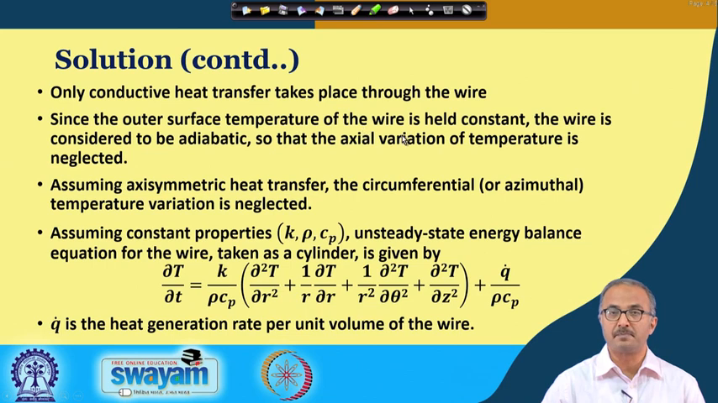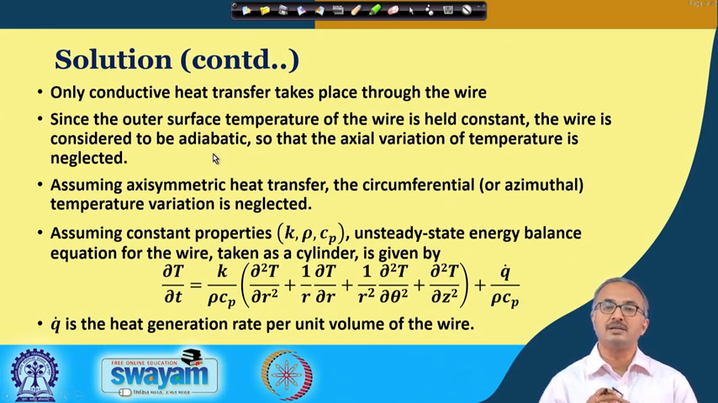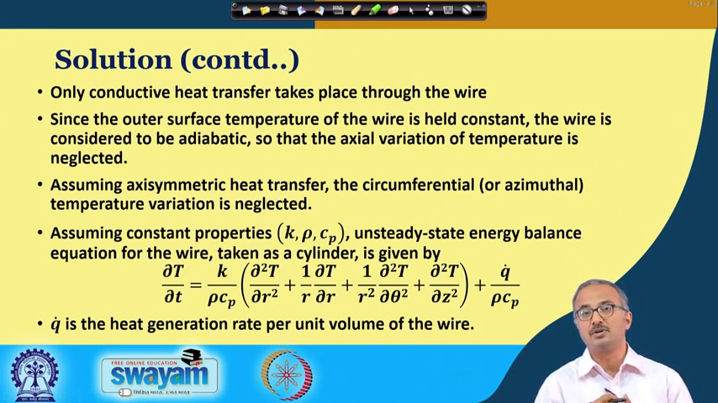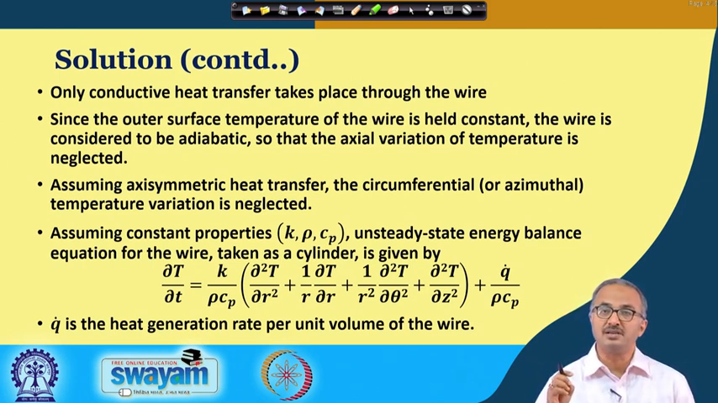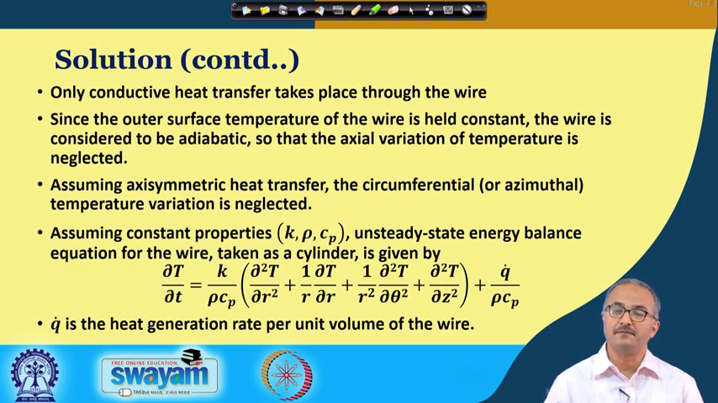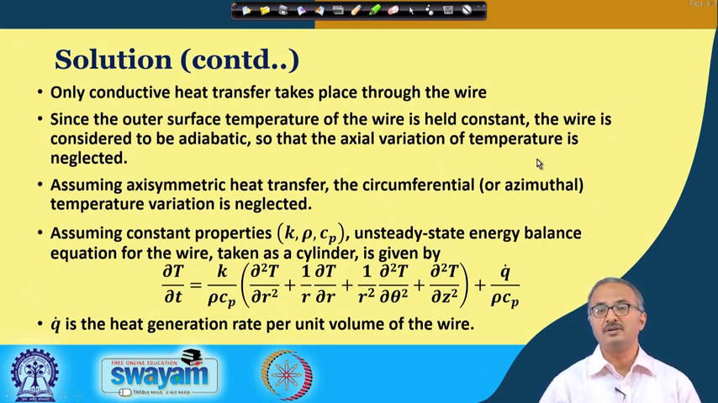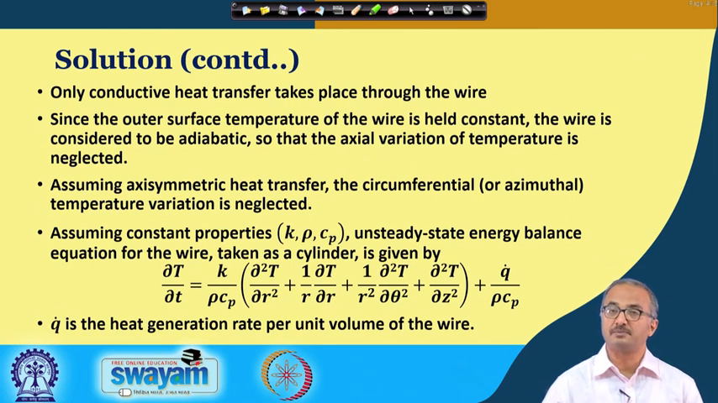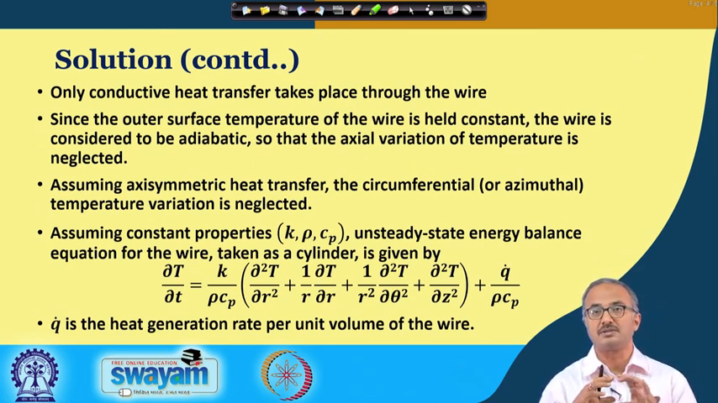Since the outer surface temperature of the wire is held constant, the wire is considered to be adiabatic, in the sense that we are assuming that there is no heat dissipation or heat accumulation from the ambient. Only whatever temperature is held, only that is the temperature through which that wire is passing. There is no other external temperature effect from the ambient. And axial variation of temperature is neglected, because it is held constant.